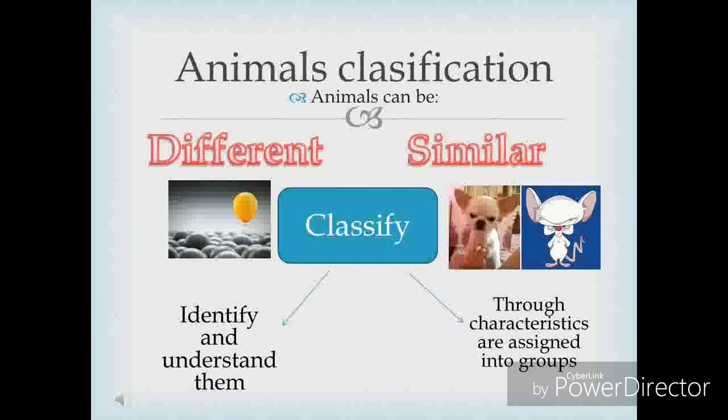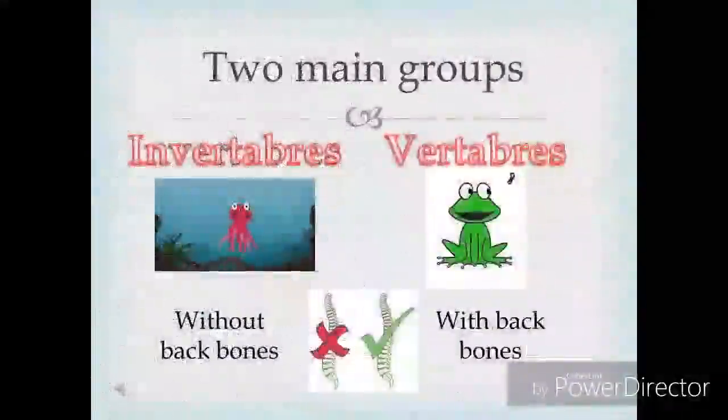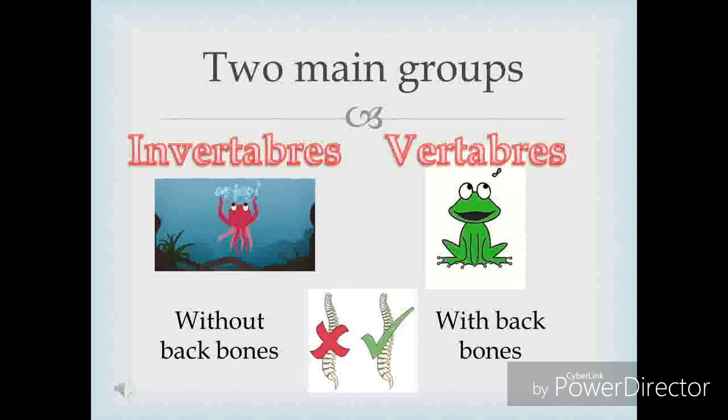But how do we classify animals? It's so easy. Through their characteristics. Depending on them, they are assigned into groups. Through the analysis of these characteristics, we can find two main groups. The first is called invertebrates, and it's called in this way because they don't have any backbone. And the other group is the group of vertebrate animals, and the difference from the first one is that they have a backbone.